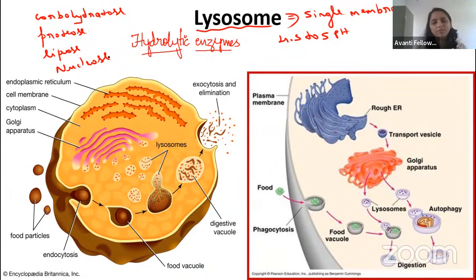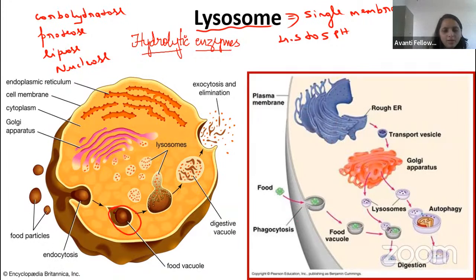Why do we call it a suicidal bag? I will tell you. Have you learned about phagocytosis, guys, in human health and disease? Our macrophages are there, neutrophils are there, right? I will tell you how phagocytosis happens. Now the neutrophil or the macrophage will engulf the bacteria. When it engulfs the bacteria, see what will happen.